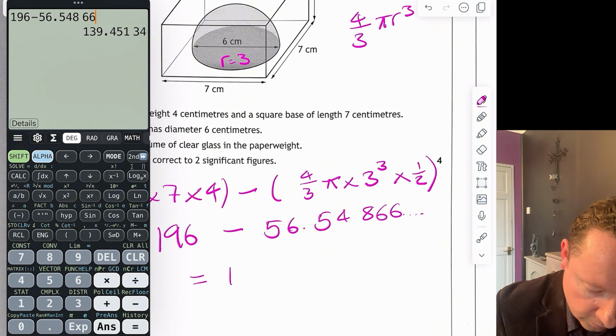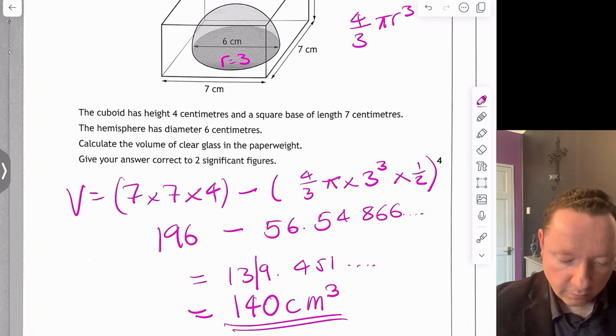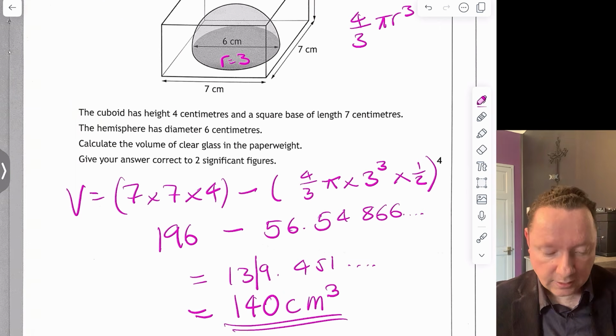So that gives me 139.451 and a bunch of other numbers, and I only need 2 significant figures, so I'm rounding here. That rounds up to 140, and the units are centimetres cubed. And there you are, there's your volume of the paperweight glass.